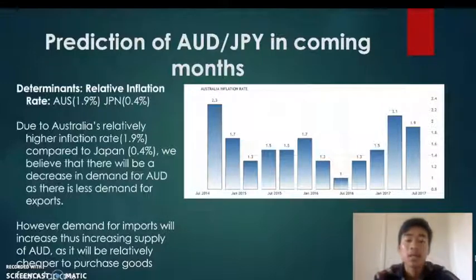Currently, Australia's inflation rate is 1.9% and Japan is 0.4%. Due to Australia's relatively higher inflation rate compared to Japan, we believe that there will be a decrease in demand for Australian dollar as there is less demand for exports. However, demand for imports will increase, thus increasing supply of Australian dollar, as it will be relatively cheaper to purchase goods from Japan. From this graph showing Australia's inflation rate from 2014 to 2017, it is hard to determine if inflation rates will increase or decrease due to its volatile nature shown by previous years.